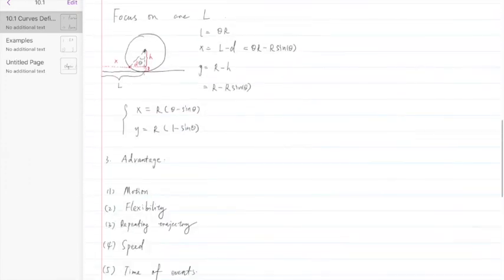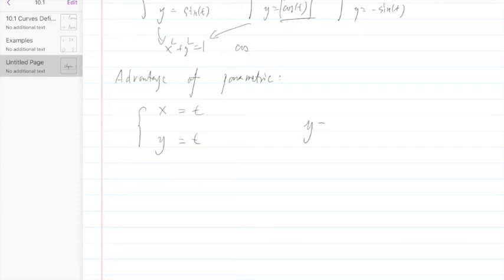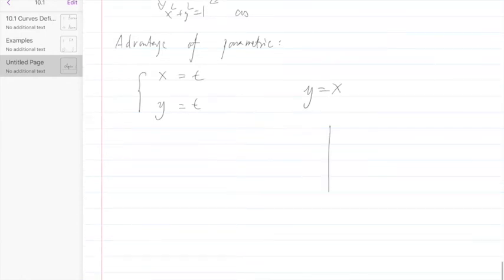Okay, I think everything so far should be good. It's all organized in your notes. Now we want to think a little bit about the advantage of using parametric compared to the original functions we have. For example, let's take the easy one. We have one way of parametric. We have the non-parametric way.